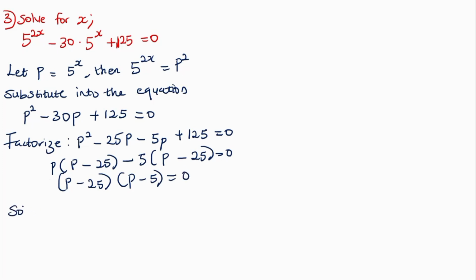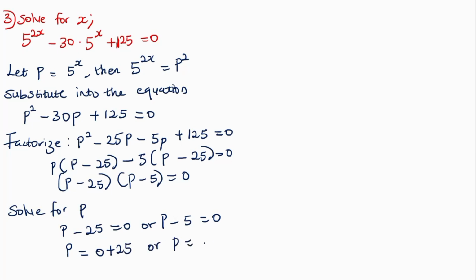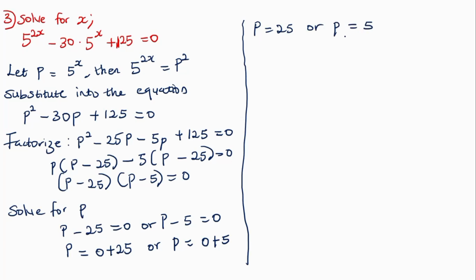So let's simply solve for p. Now solving for p, we have p minus 25, which is the first one, equals to 0, or we have p minus 5 equals to 0. So this becomes p is equal to 0 plus 25, or p is equal to 0 plus 5. So from this, p is equal to 25, or p is equal to what? 5.